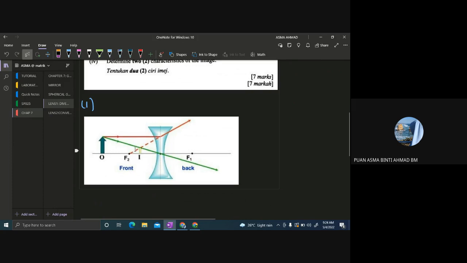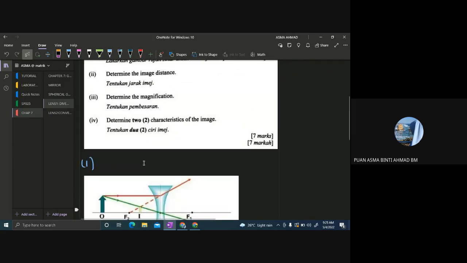Since the image forms on the same side as the object, we must draw the image as a dash line and label it as I. The dash line represents that the image formed is virtual. This is how to draw the ray diagram for a diverging lens.